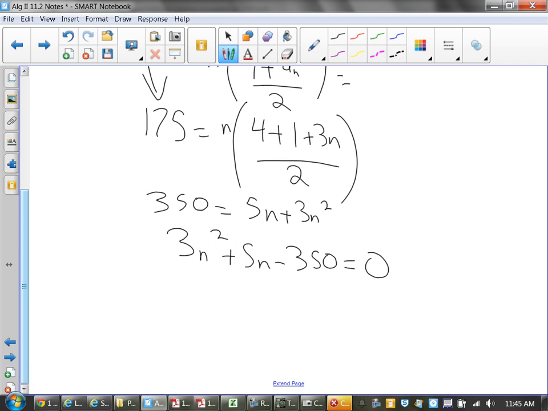Where's your 0 then? I don't know about it, you can't factor out a 3 or a 5. Can't factor out the n. What's 3 times 350? That's not going to get me anywhere. 1,050. What times what is negative 1,050 to add together to get positive 5? I have no idea.